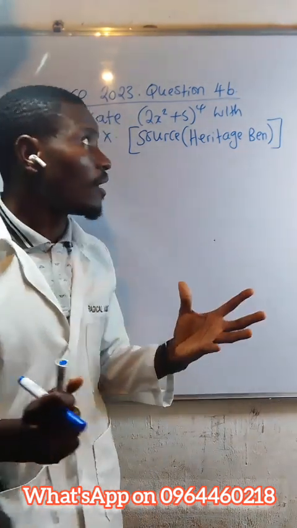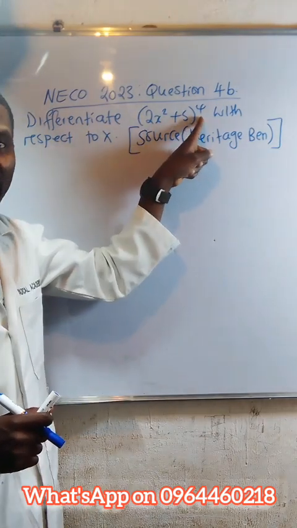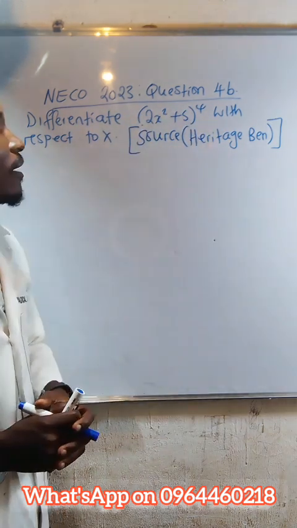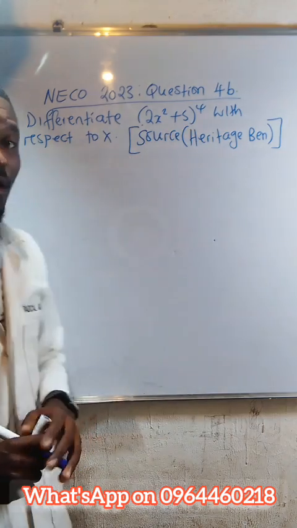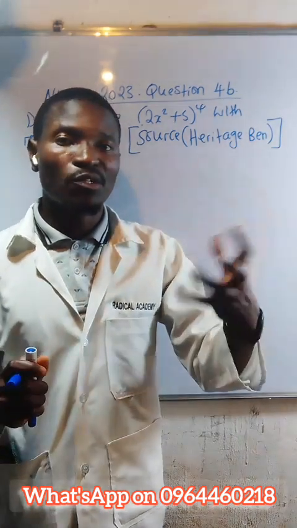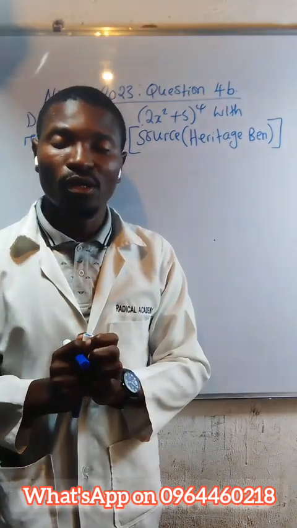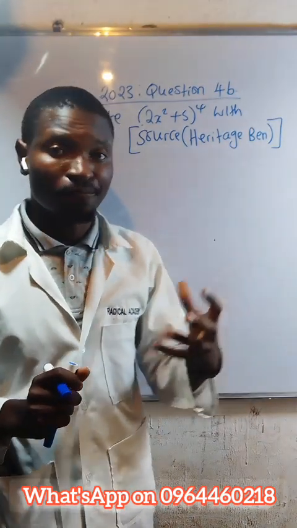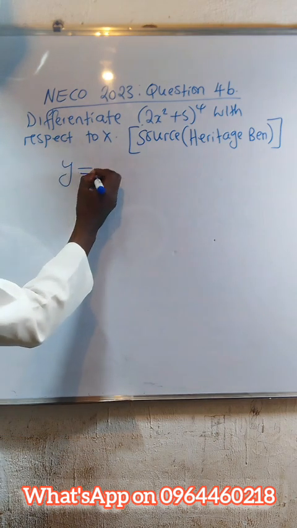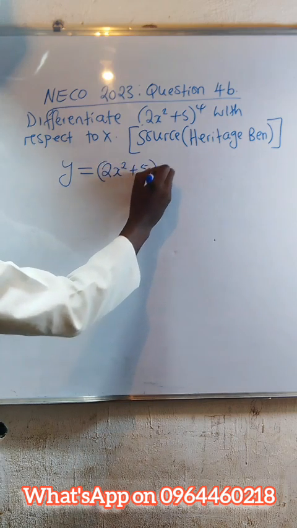When you look at this differentiation, it is very difficult, because we cannot expand this term in the bracket, which is raised to a higher power, 4. This kind of calculus requires a certain mechanism for differentiating polynomials of higher degrees, like this one to the power 4 or even to the power 10. So we say y = (2x^2 + 5)^4.